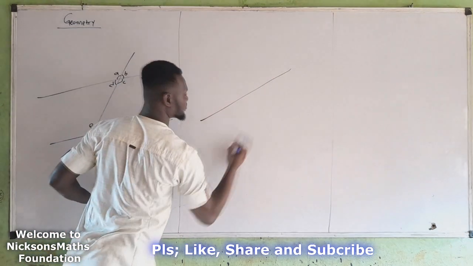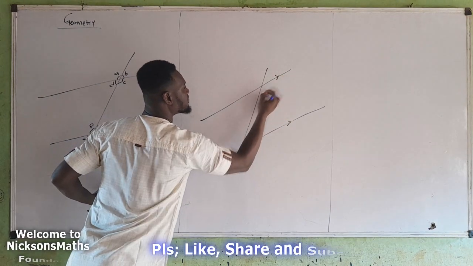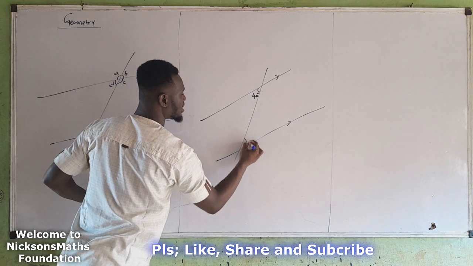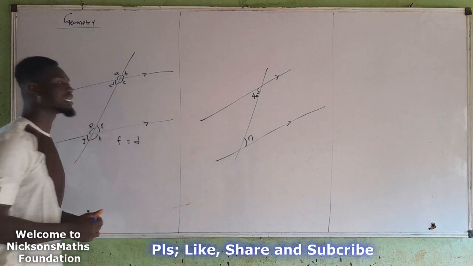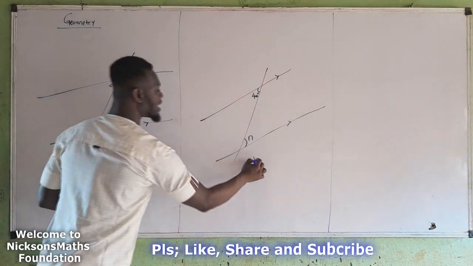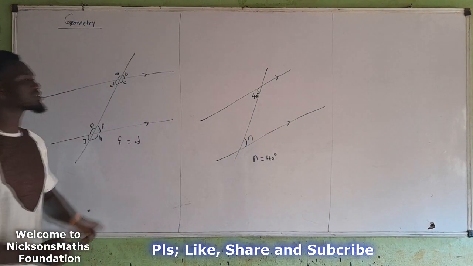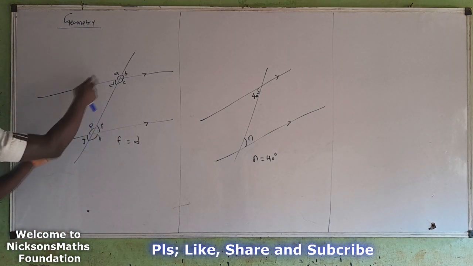If I have parallel lines like this, and I have a transversal, and I say here is 40 degrees, and here is, let's say, N, and I ask you to find what N is, automatically tell me that N is equal to what? 40 degrees. The reason is that they are alternate angles. Like I said, this is an interior alternate angle.